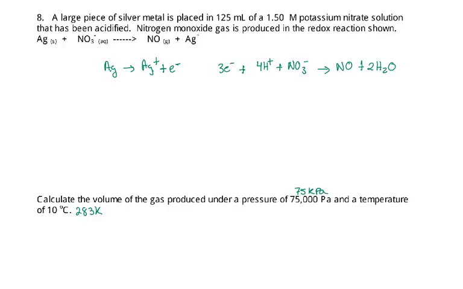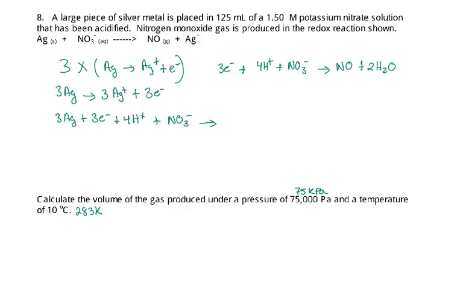Next step is, if necessary, you want to multiply one or both half reactions by an integer so that your electrons are equal to each other. Here we have 1 electron, here we have 3 electrons. The electrons lost need to equal the electrons gained, so we need to multiply this side by 3. So you're going to get 3Ag yields 3Ag plus 3 electrons. Next, we're going to add our two half reactions together. So we're going to get 3Ag plus 3 electrons plus 4H plus NO3 minus yields 3Ag plus 3 electrons plus NO plus 2H2O. If we did it correctly, our electrons should cancel.